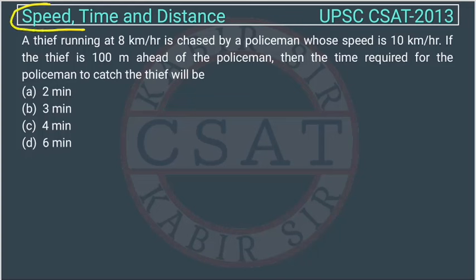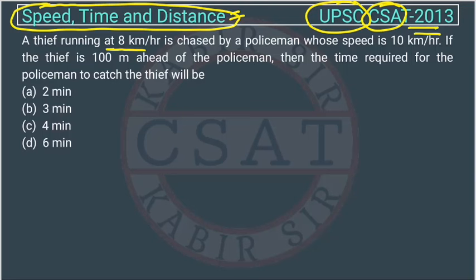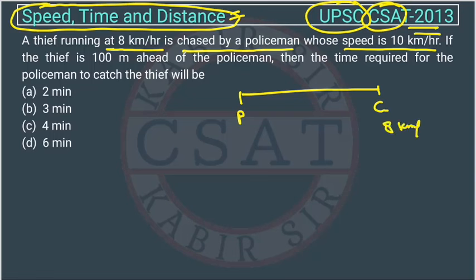So this is a question from the speed, time and distance chapter, right? This was asked by UPSC in their CSAT paper of 2013. A thief running at 8 km per hour is chased by a policeman whose speed is 10 km per hour, right? So suppose this is the thief and this is the police. The thief is running at a speed of 8 km per hour and the policeman is running with a speed of 10 km per hour, right?